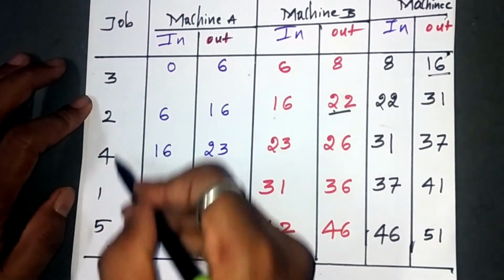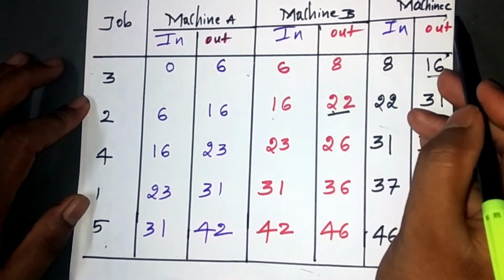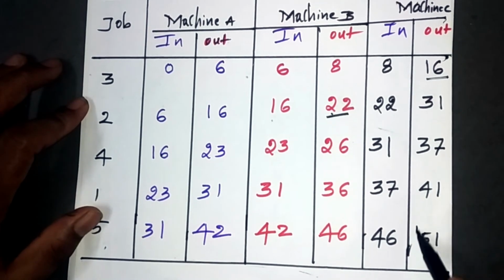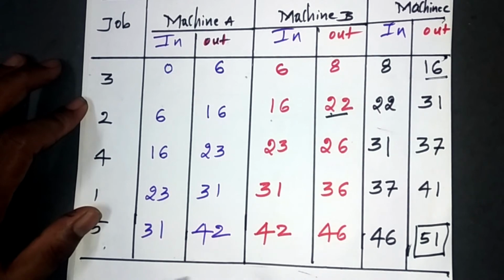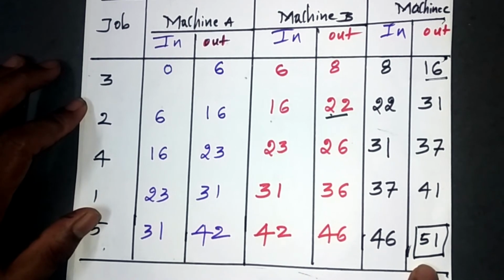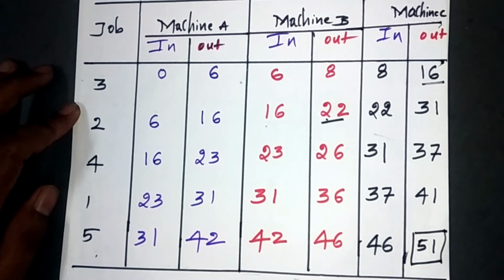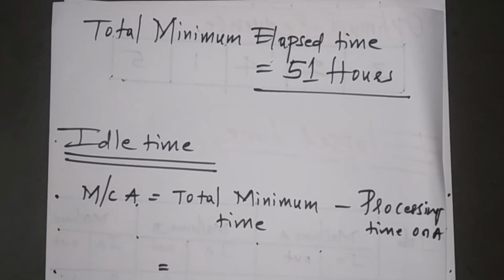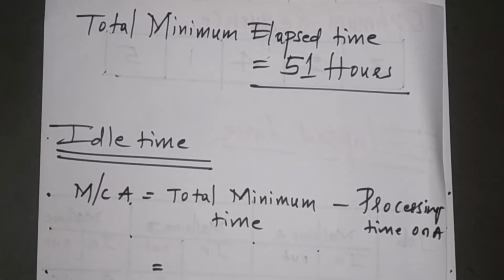So all the jobs have been processed on all these 3 machines. And my final timing will be 51. So this is my total minimum elapsed time. So this 51 hours is required to complete all the 5 jobs on all the 3 machines. Okay, now we're done with finding out the total minimum elapsed time and we got 51 hours.